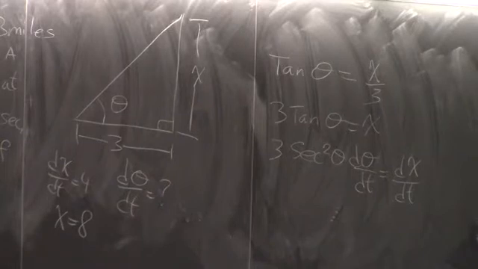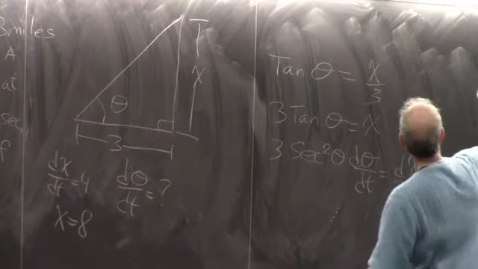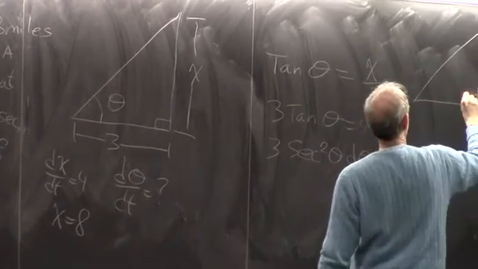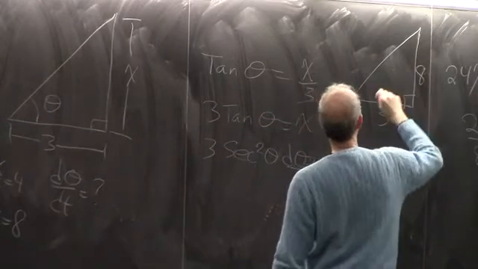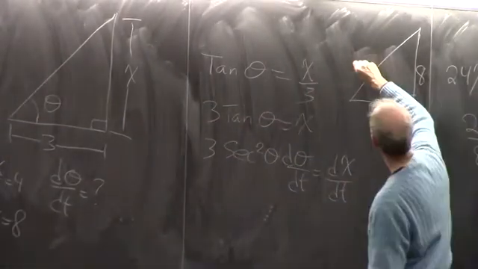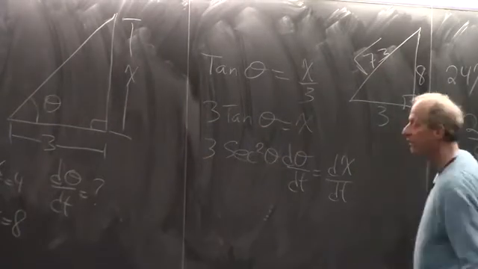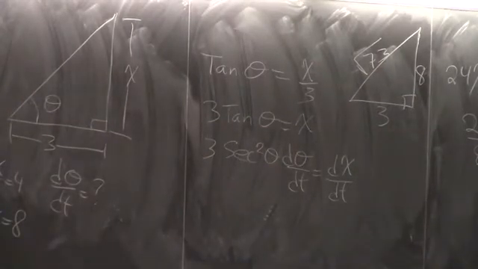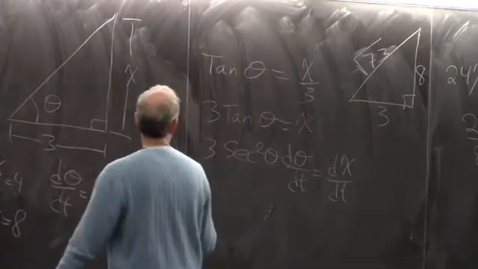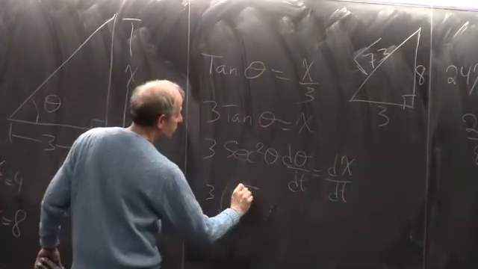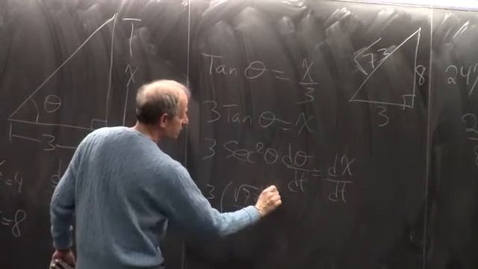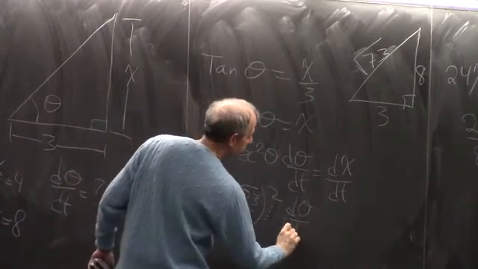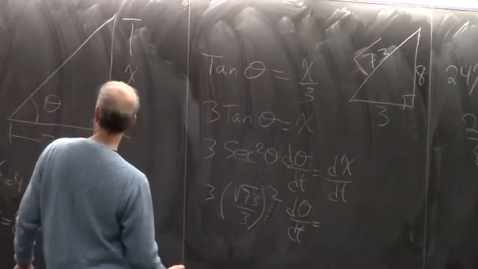Okay. So we can plug in. We know dx/dt. We just have to figure out what the secant of theta is. And we know we have a triangle. Well, that's 3 and that's 8. So you do a little Pythag and you get square root of 73. So the cosine would be 3 over the square root of 73. So the secant is the square root of 73 over 3. It's hypotenuse over adjacent. So this is 3 (square root of 73 over 3) squared d theta/dt equals 4.